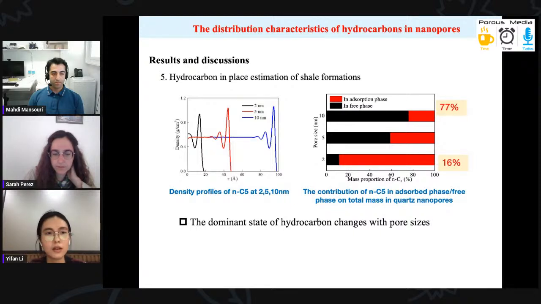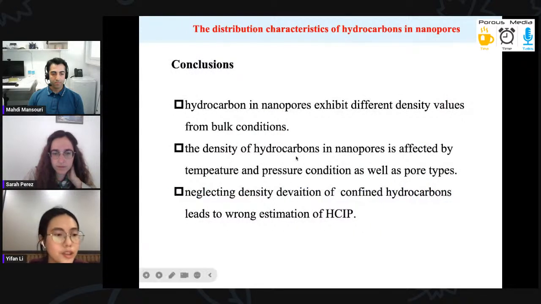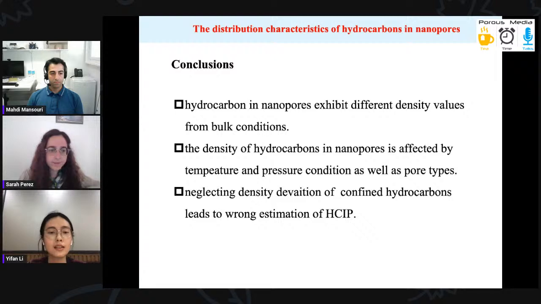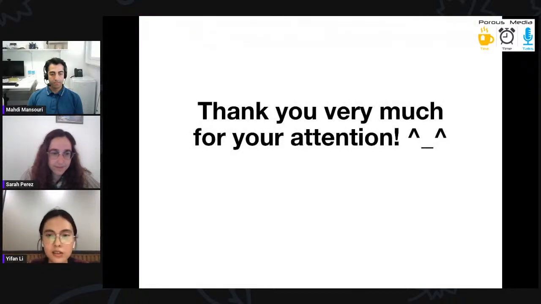So this is the end, with some conclusions. Exactly, the hydrocarbon in nanopores has a different density value from the bulk condition for sure, and the density of hydrocarbon in nanopores is affected by temperature, pressure conditions, as well as the pore types. So if we neglect the density deviations of confined hydrocarbon, that will lead to wrong estimations of hydrocarbon in place. So I think that is all for me.